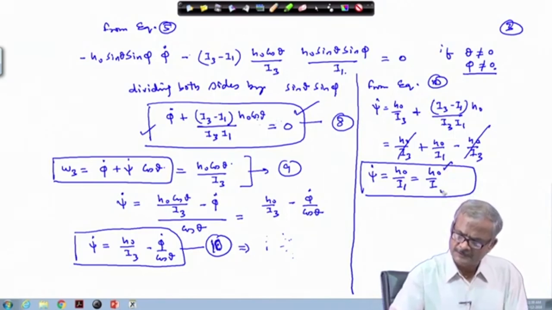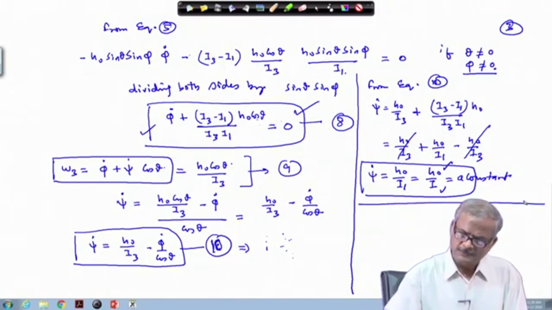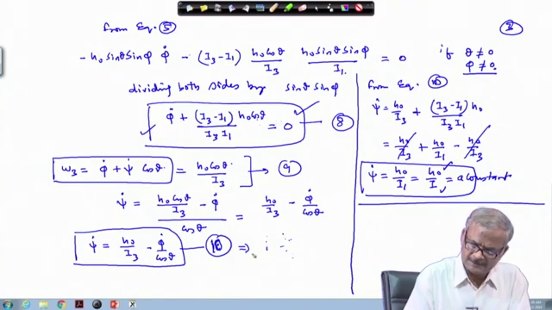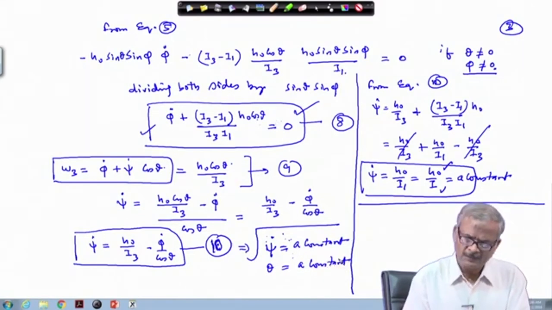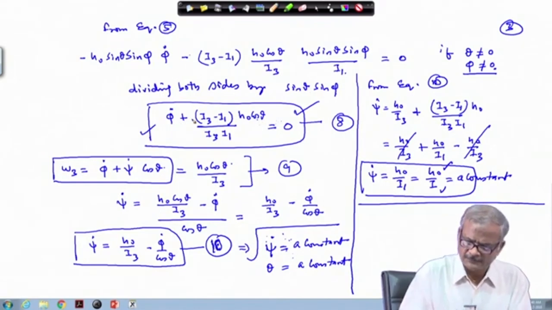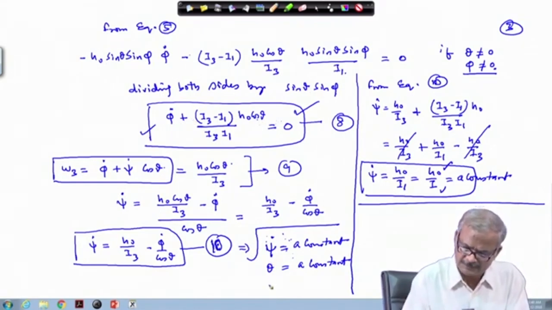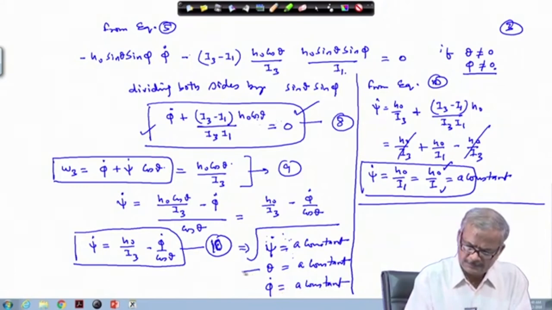And because H 0 is a constant, this is a constant, and therefore, this turns out to be a constant. So, what we have recovered from this place is that psi dot is a constant, theta is a constant, and phi dot is related to this equation, where H 0 is a constant, cos theta is a constant, and therefore, phi dot also is a constant. So, theta is a constant here and phi dot is a constant, and this implies that theta dot equal to 0.